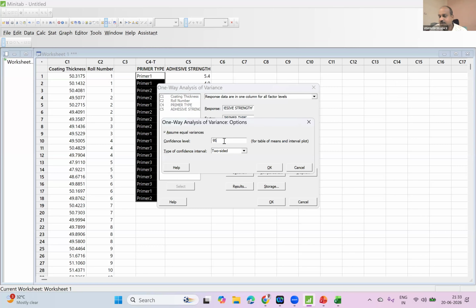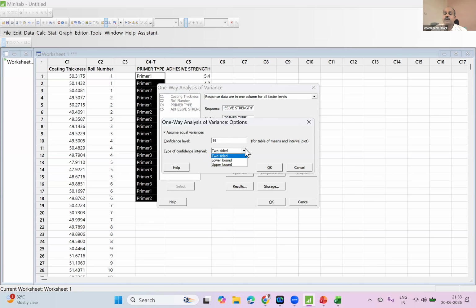Confidence level. What is the confidence level? Normally we should work with 95%. Unless otherwise specified, it is always 95%. If your company wants to change to 99%, that means they want to reduce the risk from 5% to 1%. 95 is the normal thing.